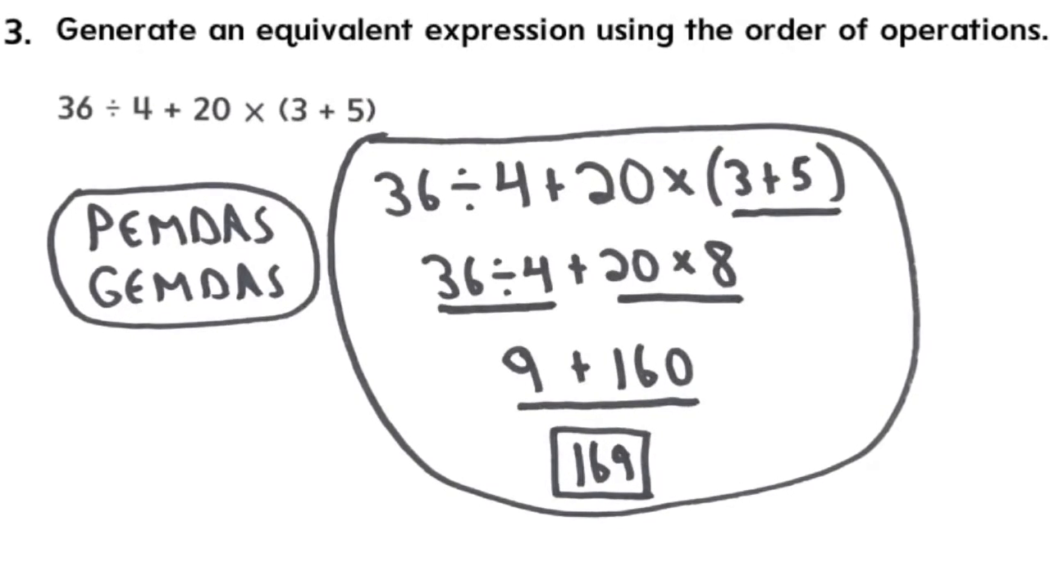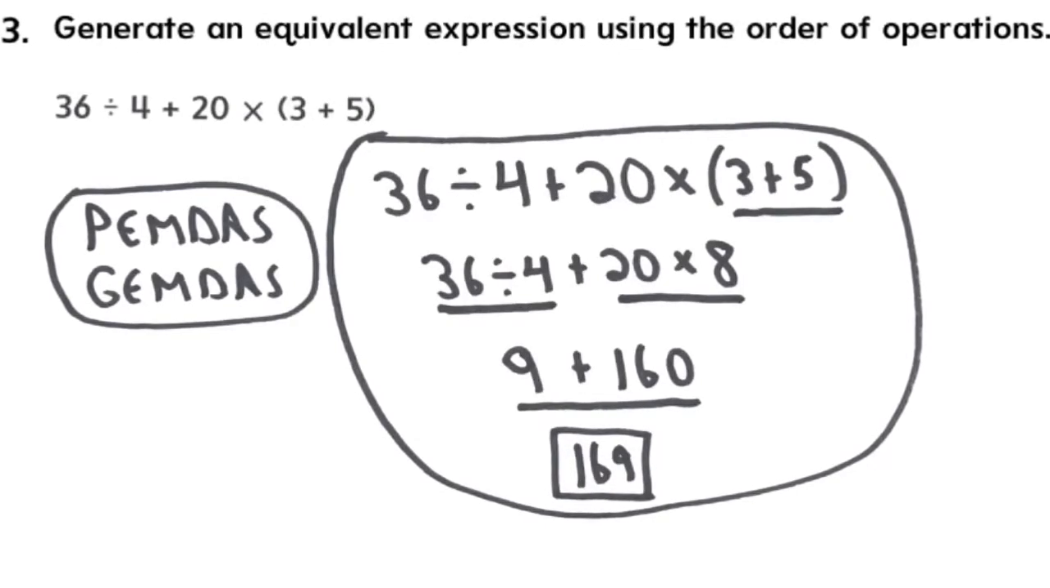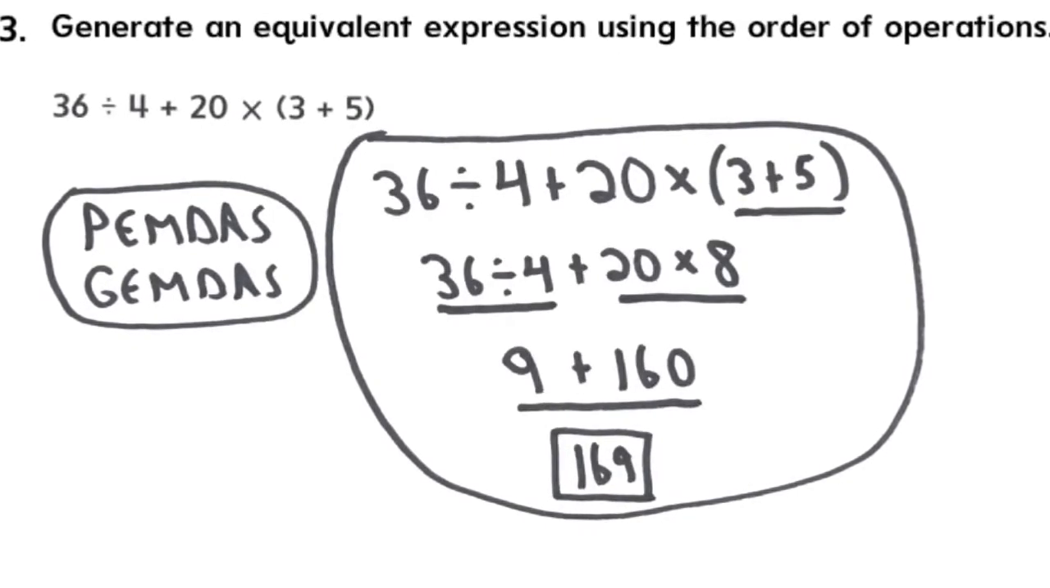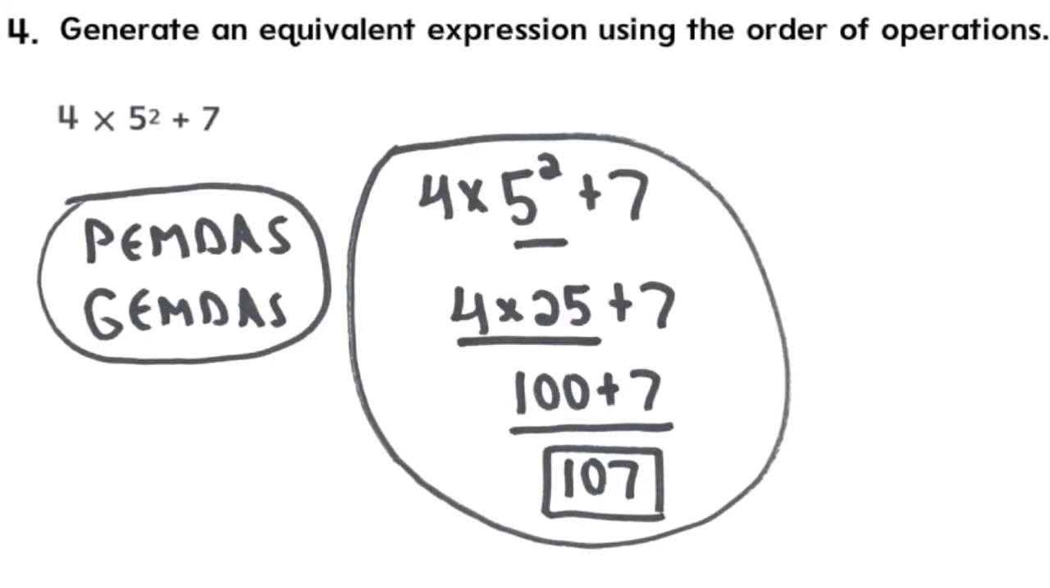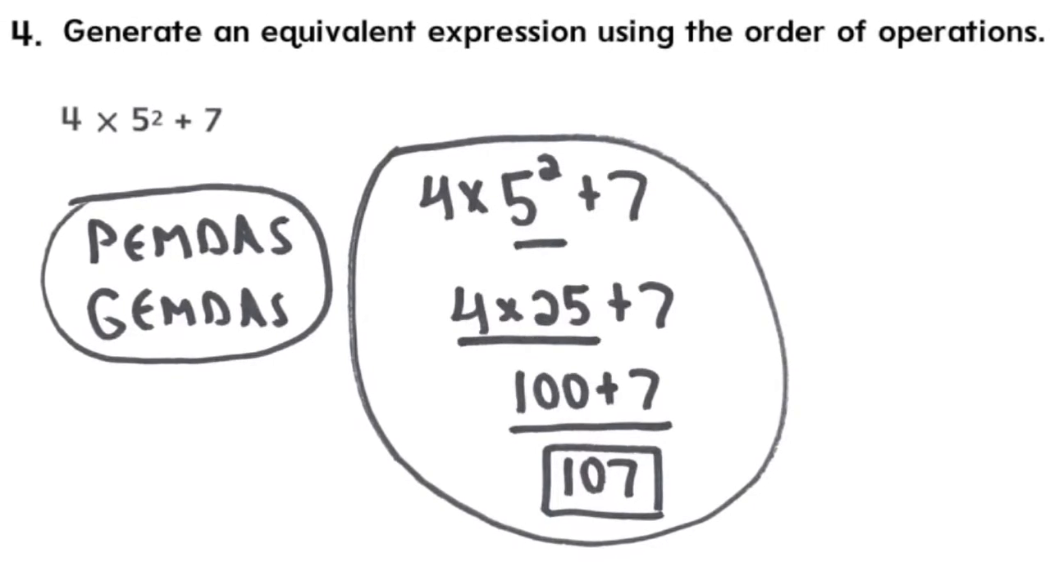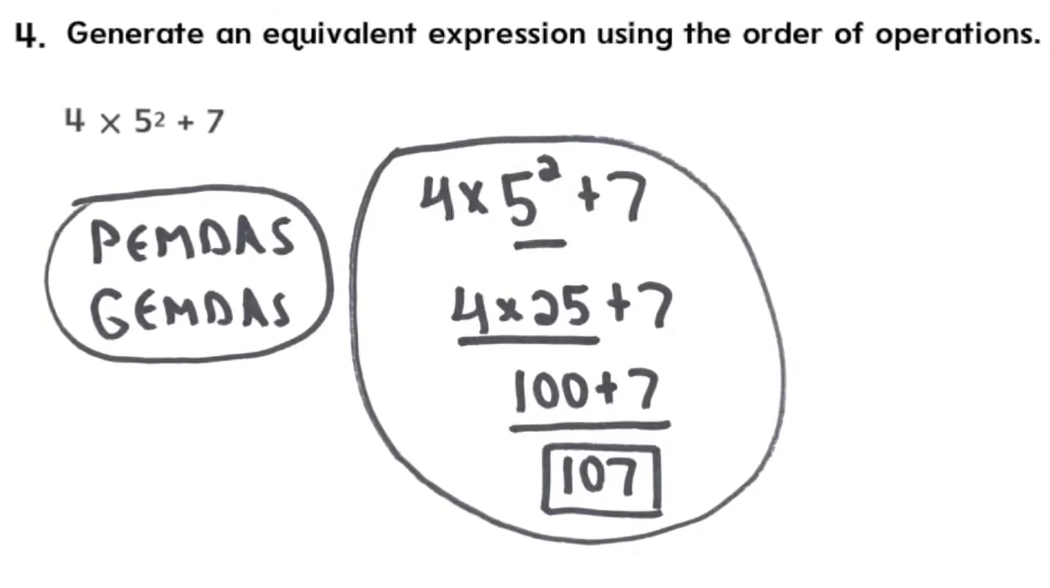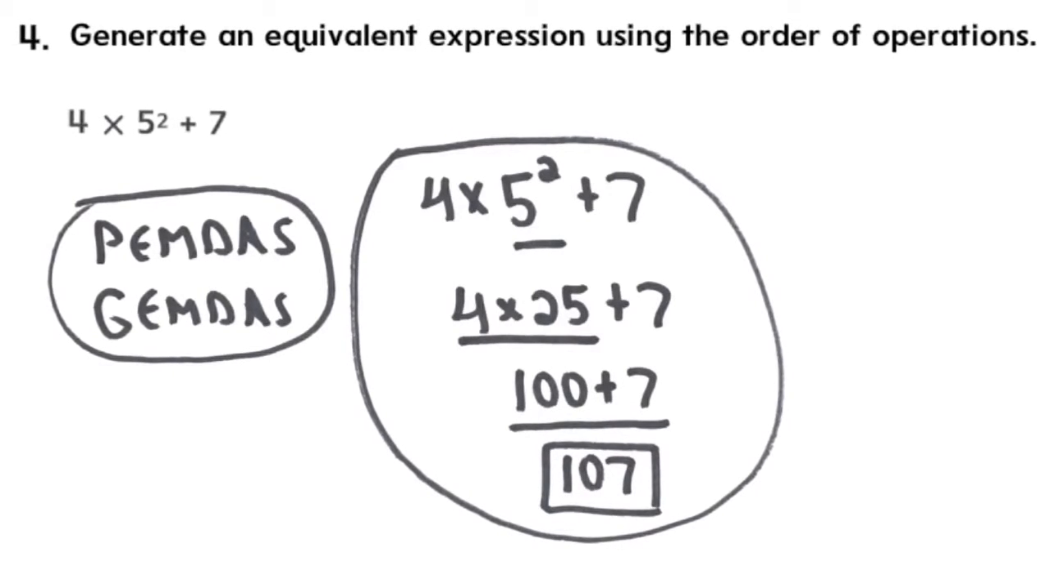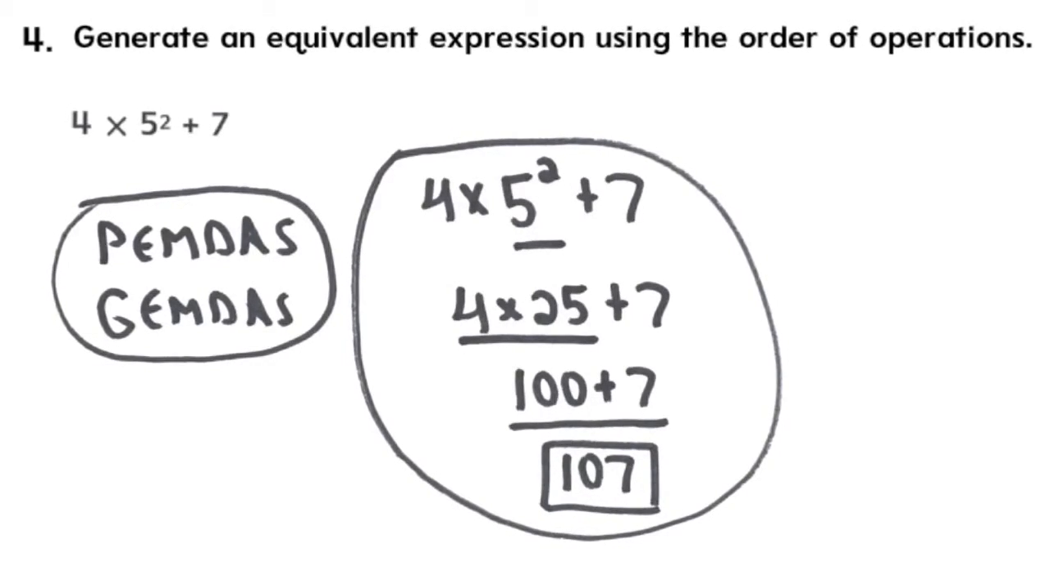Then ask yourself, is there addition? Yes. So add those up and you get 169. In the final example, there is no parentheses, so the next one is exponents, and that does show up in this problem, so you would solve that first, which gives you 25.